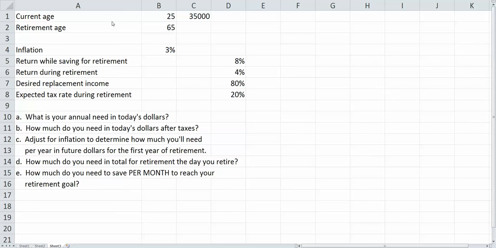In this problem, we're given a person who's 25 years old and currently earning a salary of $35,000 annually. They expect to retire in 40 years, or at age 65. Inflation is going to be 3% annually. And you're asked to determine what your annual need for retirement is in today's dollars, assuming you're trying to replace 80% of your income.